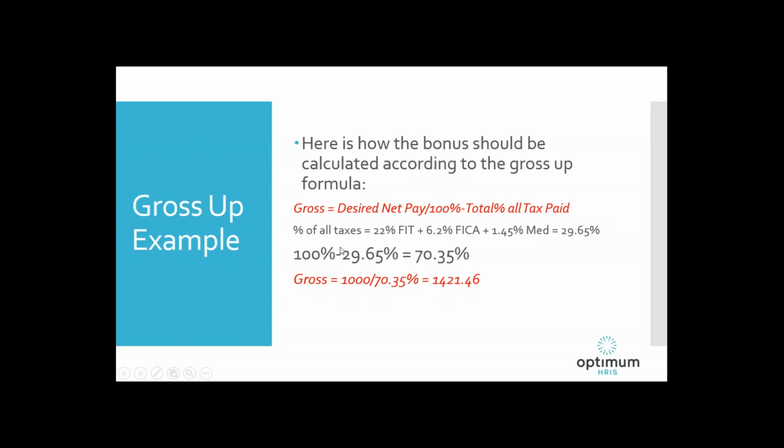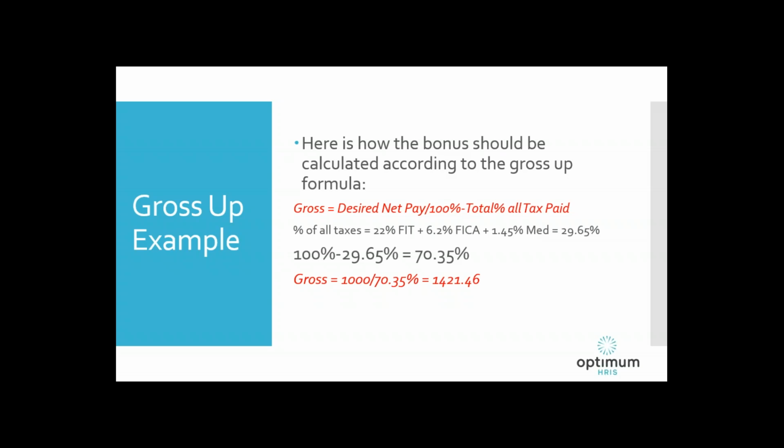And here's our formula again. We can balance the right side of the equation first. 100% minus the total percent of all taxes paid. That's going to be 100% minus 29.65% equals 70.35%. And our desired net was $1,000. So divide 1,000 by 70.35. That gives us a gross of $1,421.46.